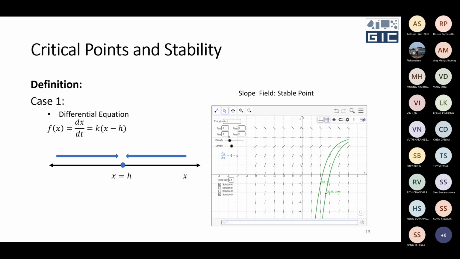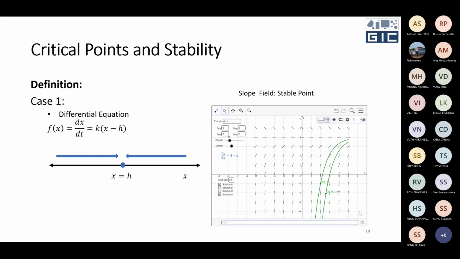If we have our differential equation, in this case I put x minus x. In our theory, we call it x plus c. So this is the same case. We have the differential equation f(x) equal to k multiplied by (x minus c minus h). So for our critical point, in order to make our equation equal to 0, we take k multiplied by (x minus h) equal to 0. So our x equals h.